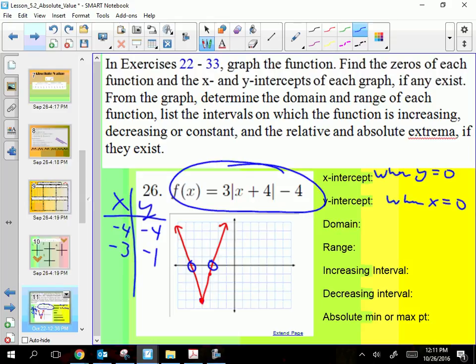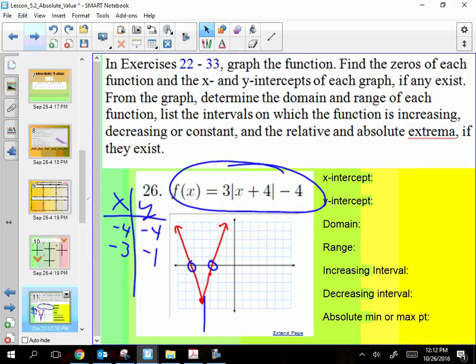All right. Domain and range we've already talked about. Increasing interval. Oh, yeah, it's increasing from here on. So hopefully you'll be able to write that with, I would personally use interval notation since you're describing intervals. And then is there an absolute min or max? Is there an absolute min? Yes. That is the lowest it goes. That spot right there. Okay.